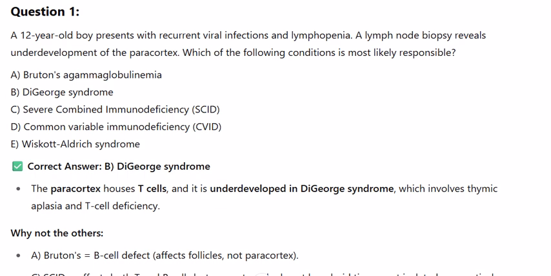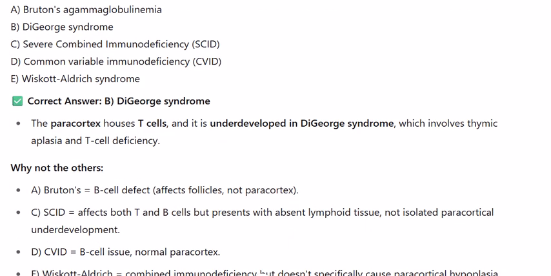C. Severe combined immunodeficiency, SCID. D. Common variable immunodeficiency, CVID. E. Wiskott-Aldrich syndrome. Correct answer, B. DiGeorge syndrome. The paracortex houses T cells, and it is underdeveloped in DiGeorge syndrome, which involves thymic aplasia and T cell deficiency. Why not the others?